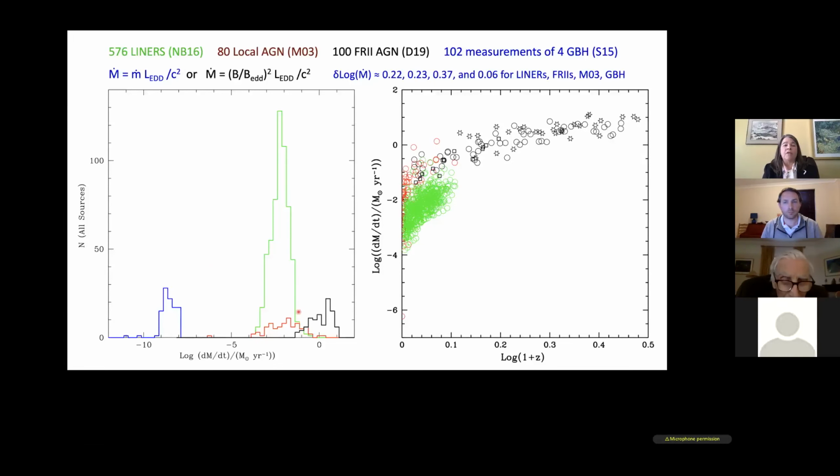Similarly, I showed you the overlap with the Raimondo et al. and Zhang et al. sources. We're getting nice agreement with capital M dot, and all of the overlap sources are drawn from the Merloni et al. sample.